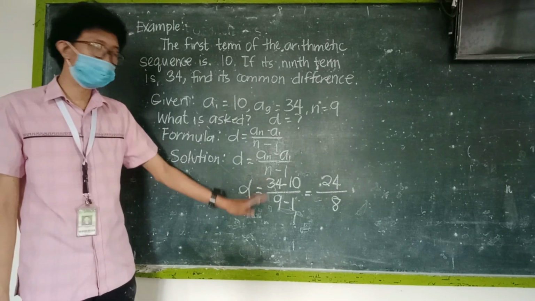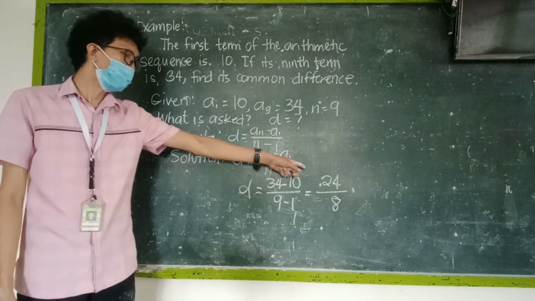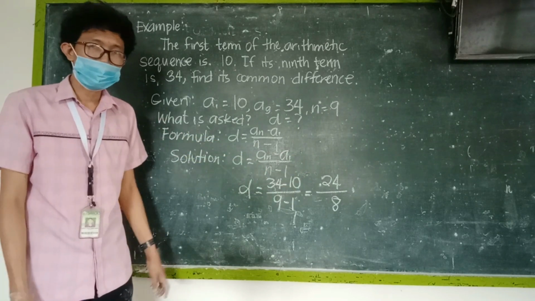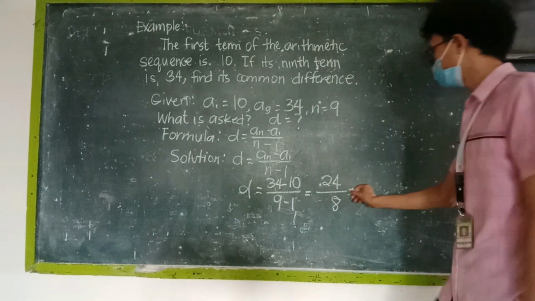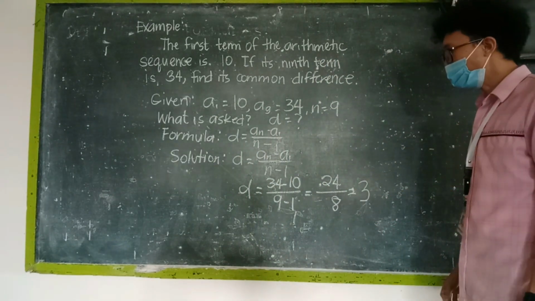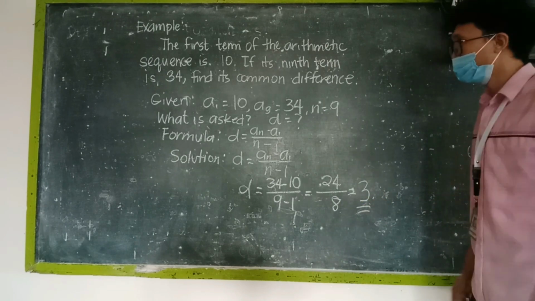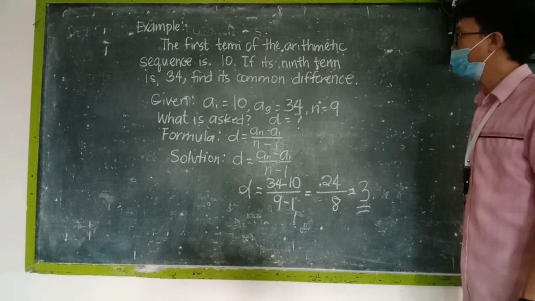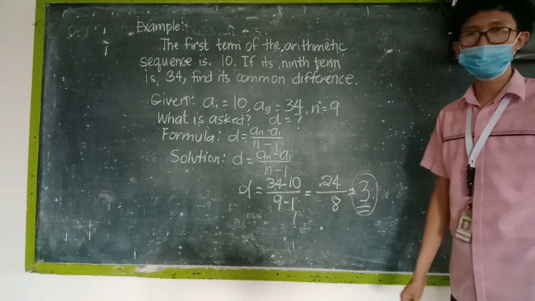Tandaan, unahin muna natin yung nasa taas bago tayo mag-divide. 24 can be divided by 8. So, 24 divided by 8 is equal to 3. So, therefore, we can conclude that the common difference of the sequence whose first term is 10 and whose ninth term is 34 is equal to 3.